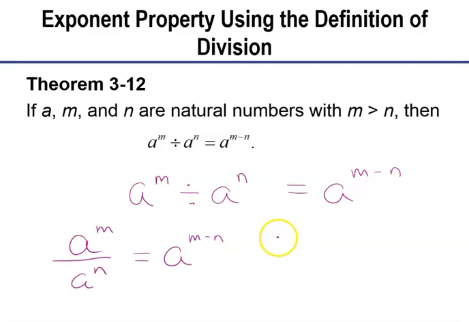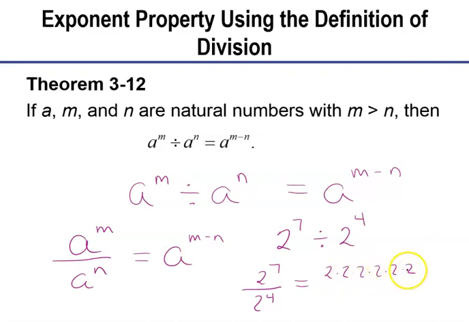Okay, what if I give you 2 to the 7th divided by 2 to the, let's do the 4th. Now, another way to think about that is 2 to the 7th over 2 to the 4th. Remember, the fraction bar and the division symbol can be used interchangeably. 2 to the 7th. Watch me write this 2 out 7 times. That's 2 times 2 times 2 times 2 times 2 times 2 times 2. There's 7 of them. 2 to the 4th is 2 times 2 times 2 times 2. I need 4 of them.